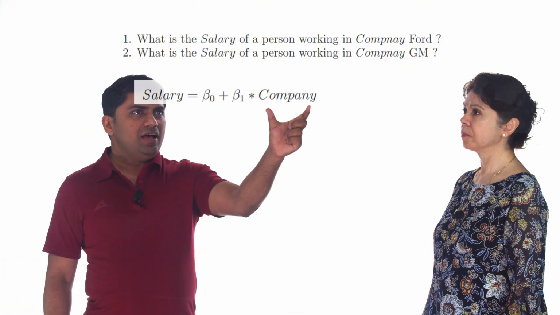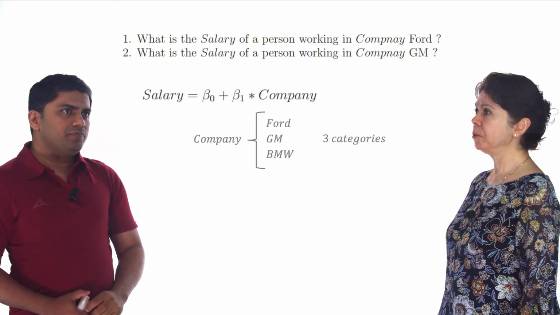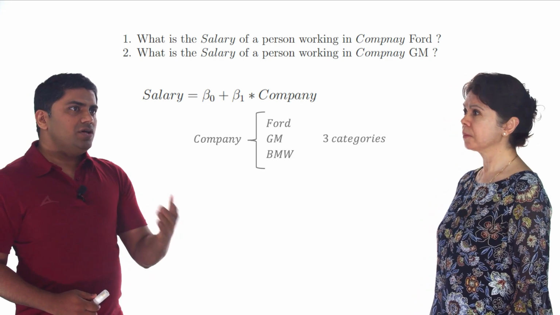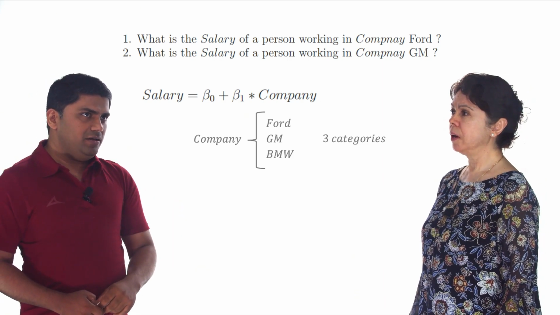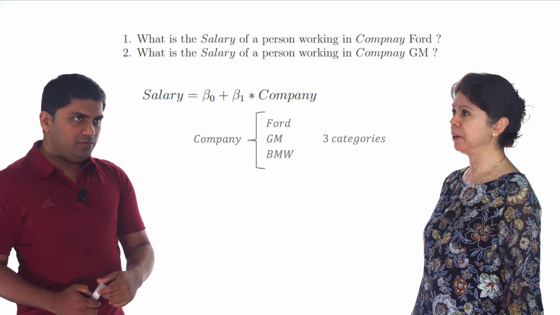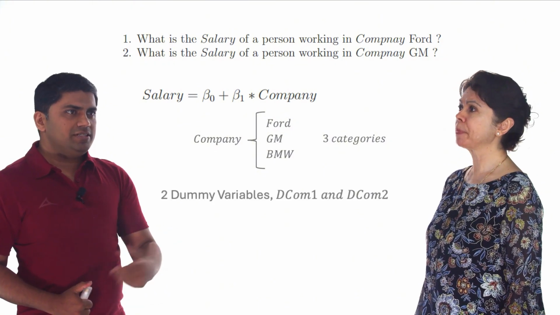How many categories are there in company? In company, we have three different companies. Okay, 3 different companies are there. So how many dummy variables we have to create? According to what you said, we need one less. So we would need 2 dummy variables. 2 dummy variables. Okay, let us create that one.